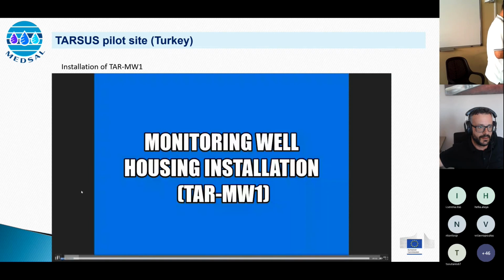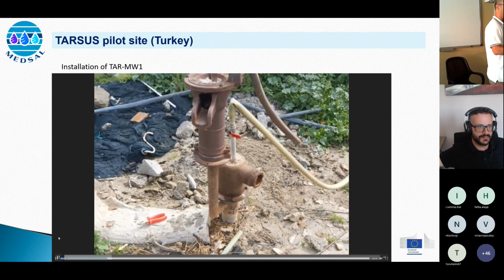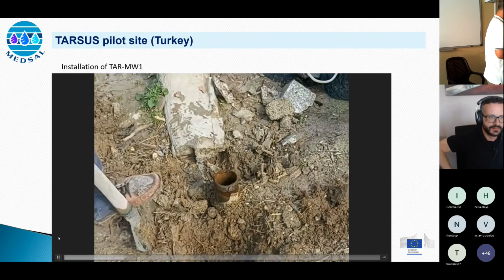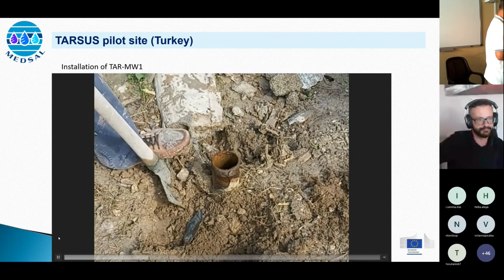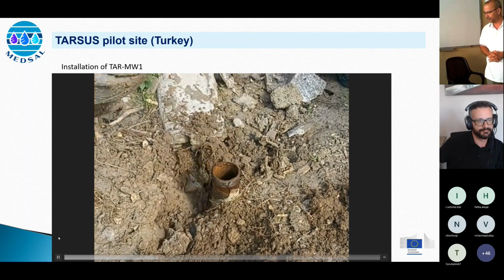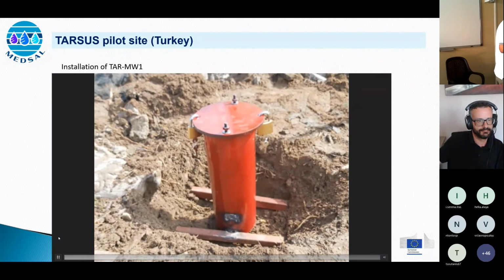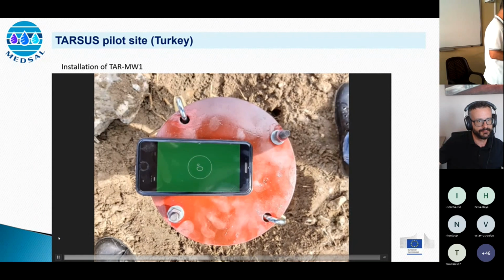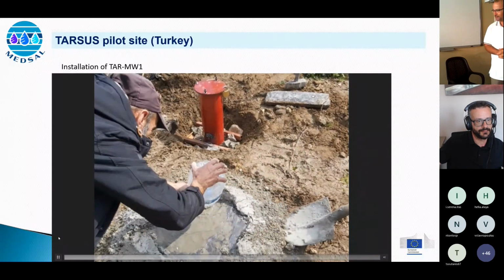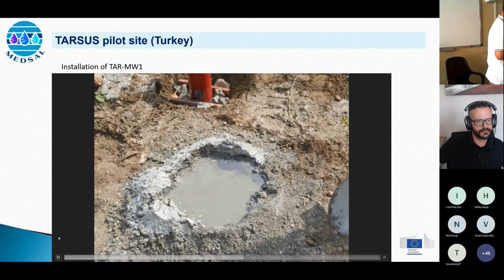Can you play the video, Vasilis? Yes, yes. To protect the sensors from theft or other vandalism, we had to put a protective well casing. Yeah, well casing.